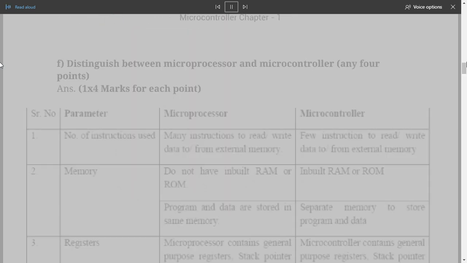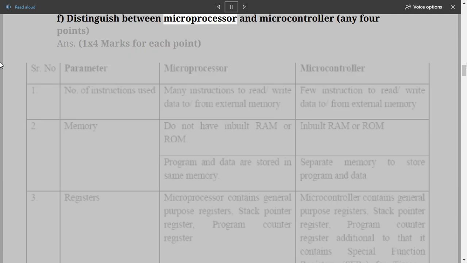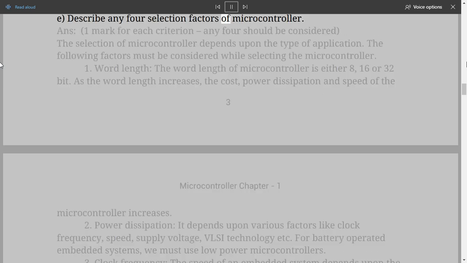Microcontroller Chapter 1. Question 3. Distinguish between microprocessor and microcontroller. Any 4 points, 1 mark for each point. Describe any 4 selection factors of microcontroller. Answer: 1 mark for each criterion. Any 4 should be considered.